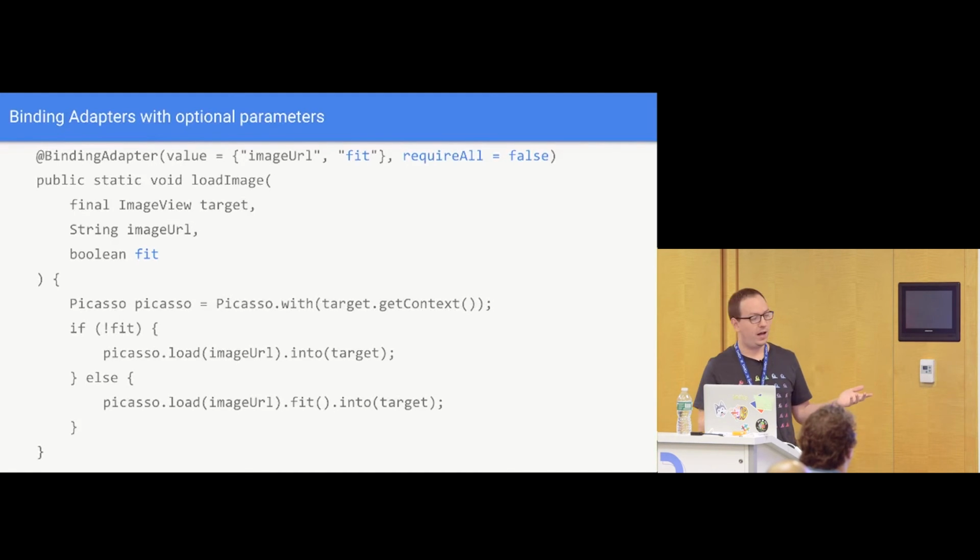Like in this case, I have 2 parameters, and they're not all required. So it has optional parameters. So if I set an image URL XML attribute and a fit XML attribute, if it has the fit one, then it will basically perform the logic differently. The point is that you can have a huge list of parameters and have them be optional and operate on all at the same time.